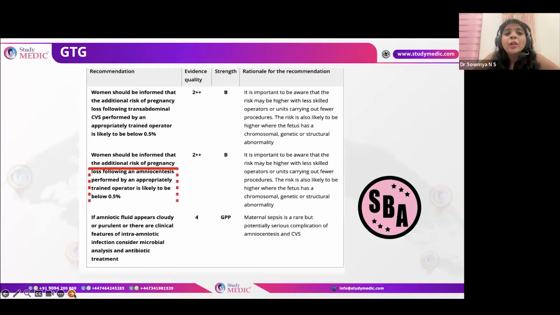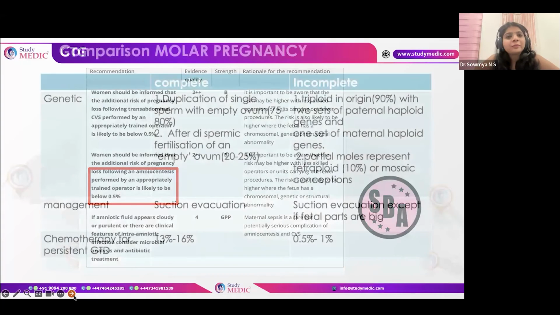And remember, you need to know the percentage of miscarriage because they have been asked this. So it's around 0.5%, if at all it is a well-trained one. For the CVS as well as for the amniocentesis, it is 0.5% miscarriage rate.